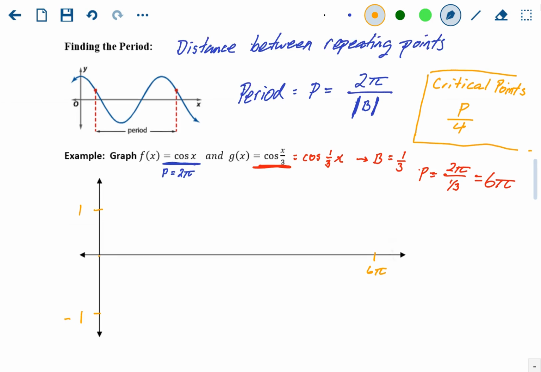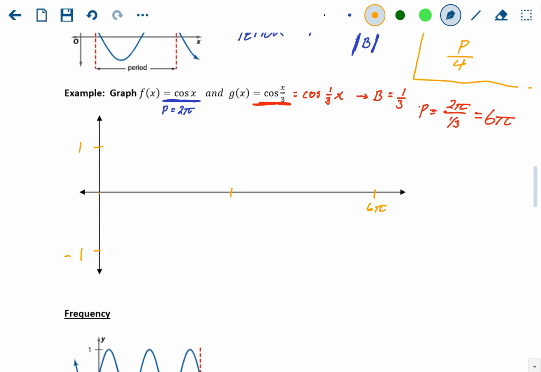And we'll label the y-axis, the amplitude for both of these is 1. Halfway between 0 and 6 pi will be 3 pi. And then I'm just going to put 1 pi as all of our marks. So 1 pi, 2 pi, 3 pi, 4 pi, 5 pi, 6 pi. I'll label those.